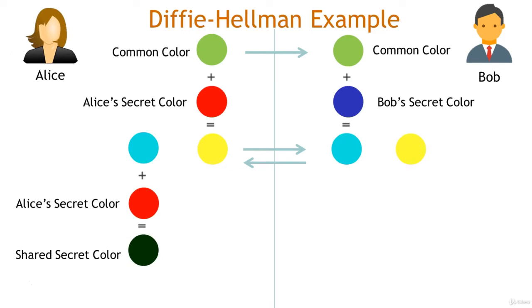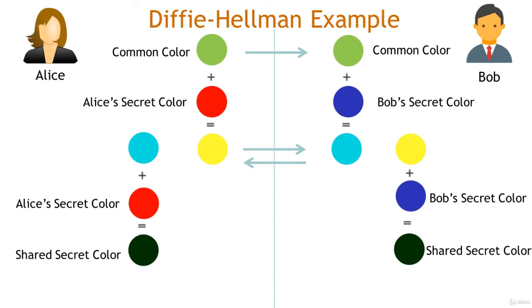For Alice, she mixes cyan and red to get teal. For Bob, he mixes yellow and blue to get teal. Both of these teals are identical and were created by mixing together the same three colors: green, red, and blue.